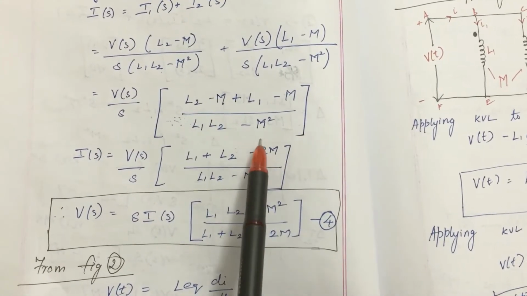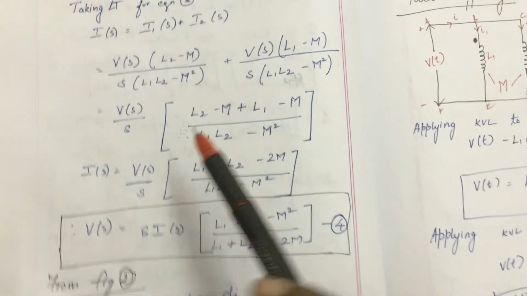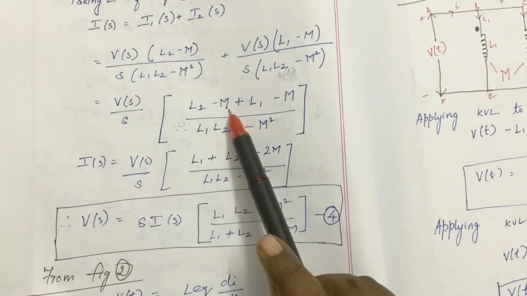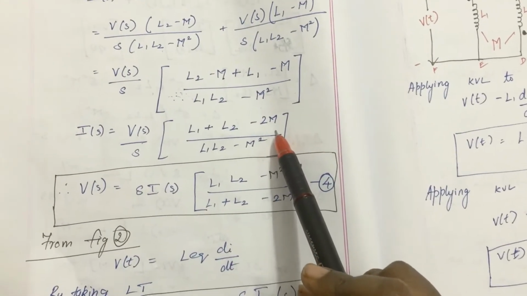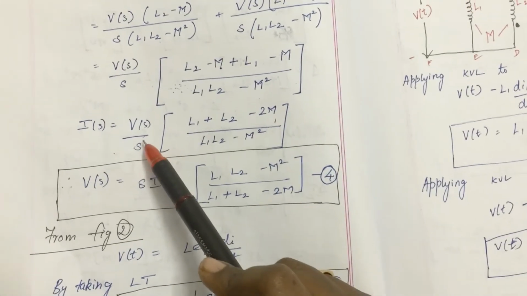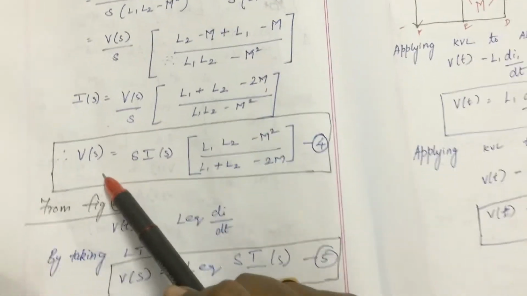Denominator is going to be the common one. So from this, I can see here L1 plus L2 minus 2M. So I have got my I of S as this equation. So from this, I am going to obtain my V of S.